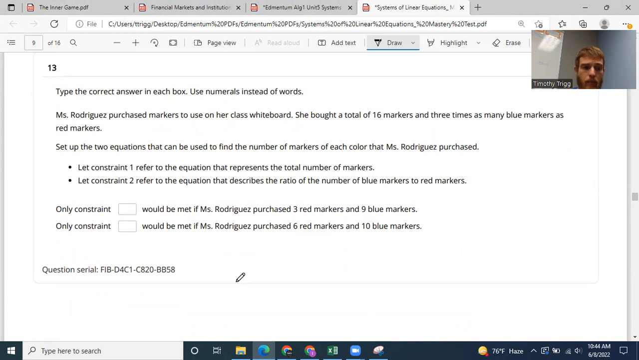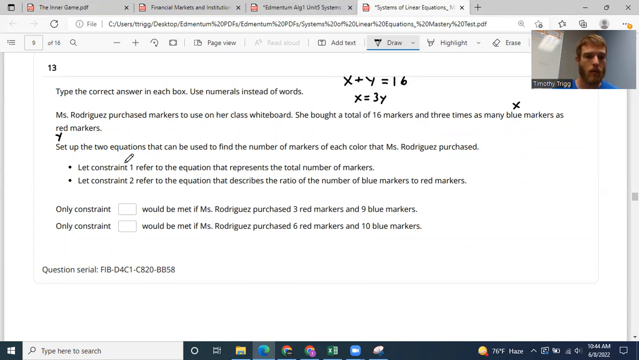This one's very similar to the last one. Ms. Rodriguez purchased markers to be used in a class whiteboard. She bought a total of 16 markers and 3 times as many blue markers as red markers. So we'll say blue markers are X, red markers are Y. If I take the number of blue markers plus the number of red markers, that's 16 markers. Also, it says 3 times as many blue markers as red markers. So the number of blue markers are 3 times the amount of the red markers.